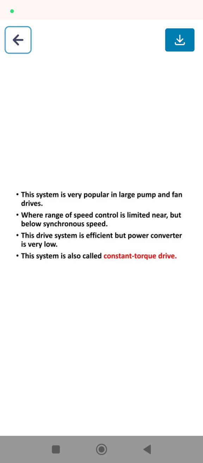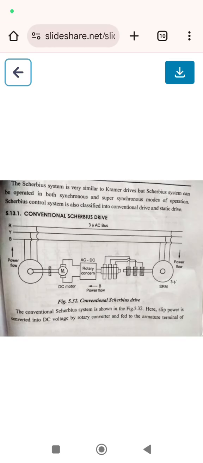This system is very popular in large pump and fan drives where the range of speed control is limited to near but below synchronous speed. The drive system is efficient, and the power converter rating is very low. The system is also called a constant torque drive. The advantages are that the converter power is less than the input power to the stator, and it is quite simple and stable, and the power factor can be improved. So these are the conventional Kramer drive methods. Thank you.